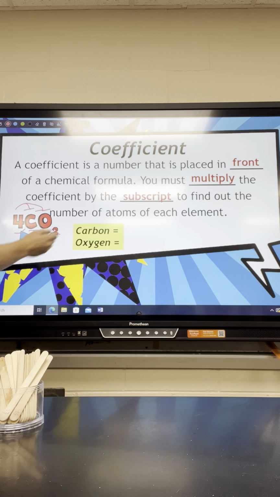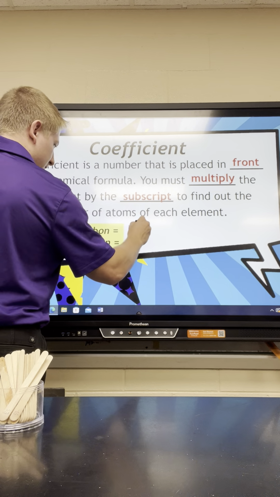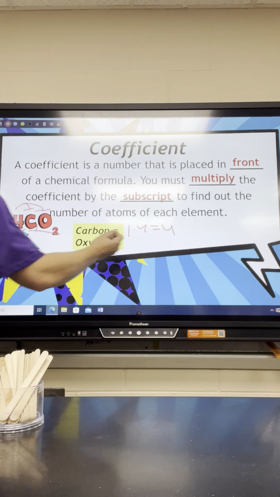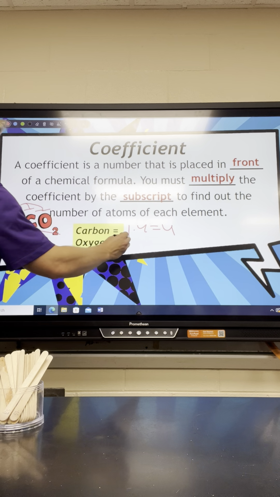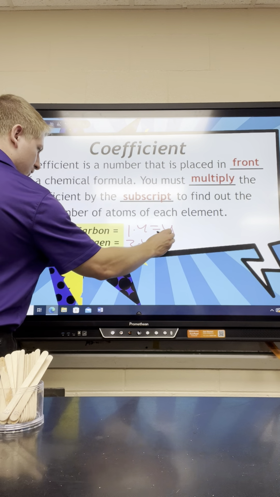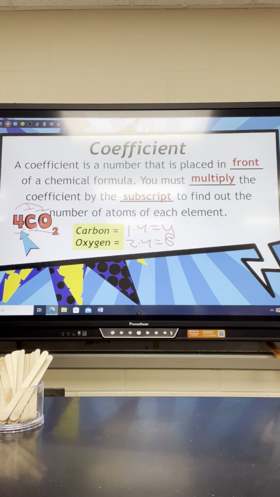So if we were going carbon, how many carbons do we have? 4. So 1 times 4 equals 4, way to go. Oxygen, how many do we have? 8. 2 times 4 equals 8. That is a funky looking 8, but you know what it means. All right. So we multiply the subscripts by the coefficients. If we don't see a subscript, automatic 1. Pretty simple.